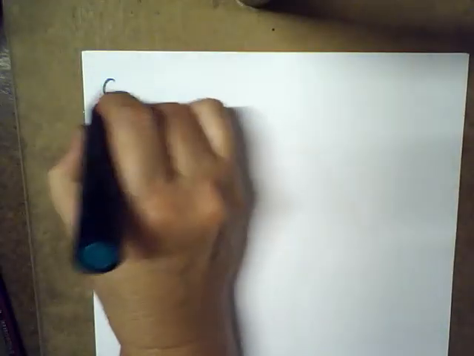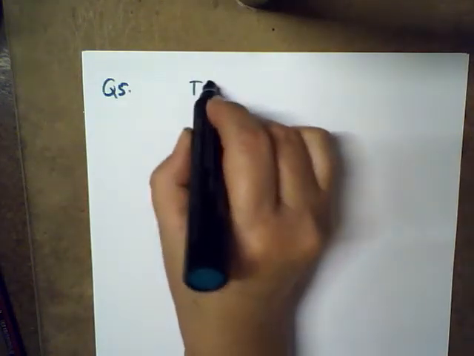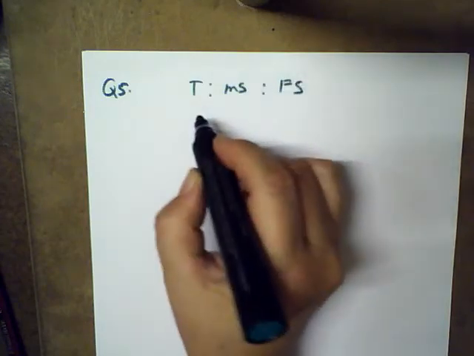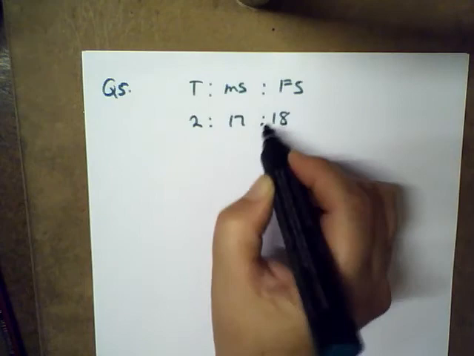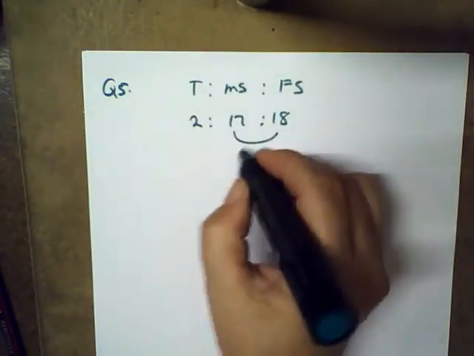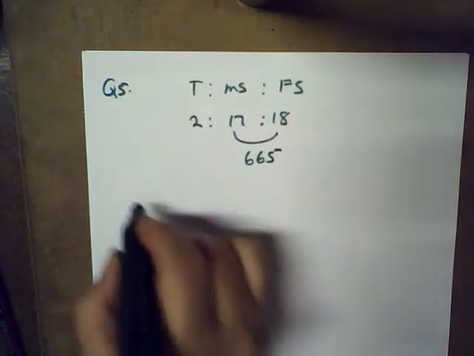6 minus 10 would give us -4, -9 plus 2 would give us -7, and that would be the answer. Good, so that was question 4, up to the first page done. Let's move on to question 5. The ratio of teachers, male students and female students in a school is 2:17:18. The total number of students is 665. Find the number of teachers.